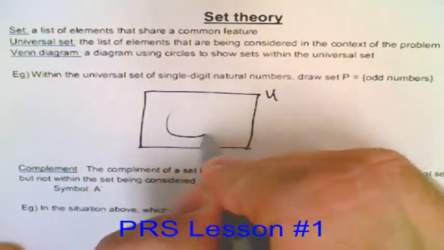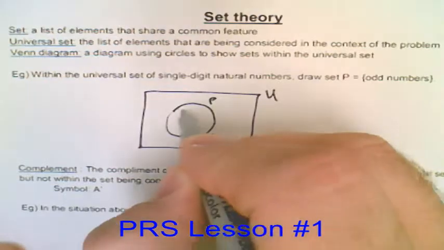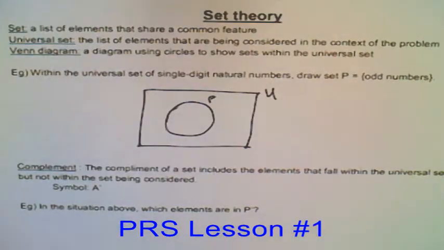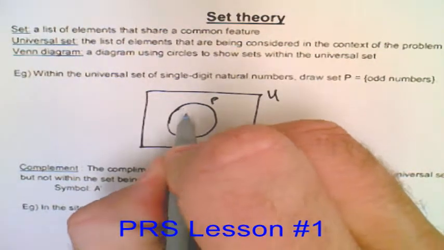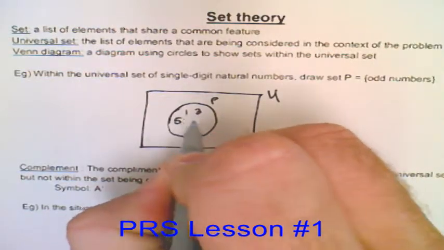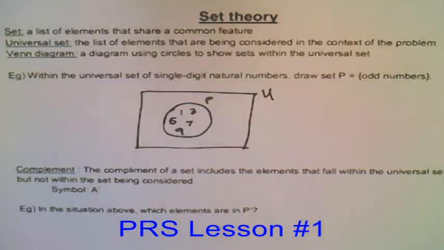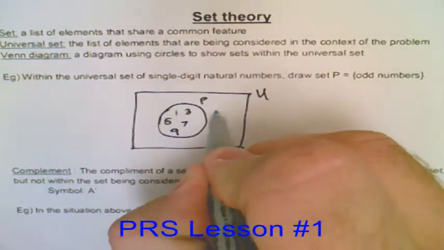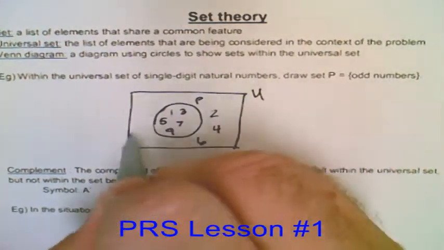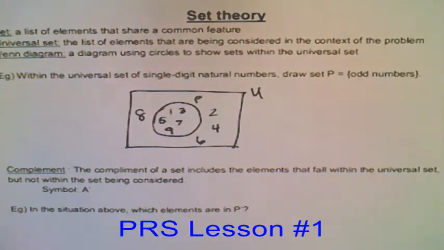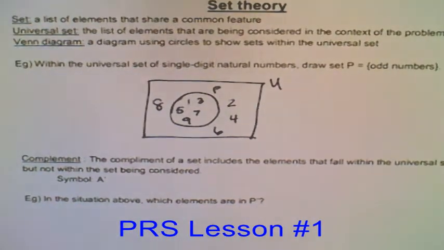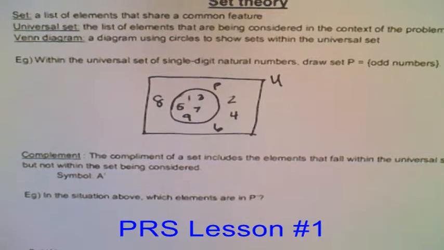Now from there, set P is inside there, so I'm going to draw a circle in there. There's no worry about the size or relative size of this. It's not a big deal. The odd numbers are going to go inside set P. So the odd numbers are 1, 3, 5, 7, and 9 in no particular order. Once you've got them, that's set P. Within the universal set, but outside of P, you've also got 2, 4, 6, and 8. It doesn't matter where you put them, but those are the elements that are outside of P.